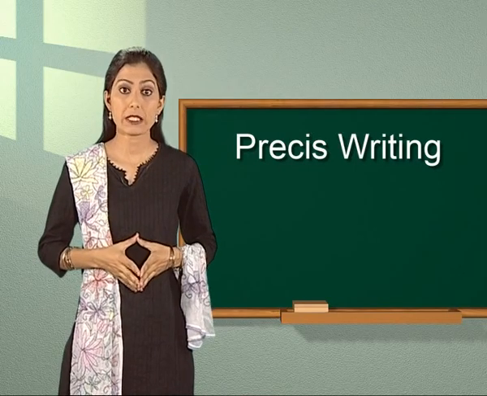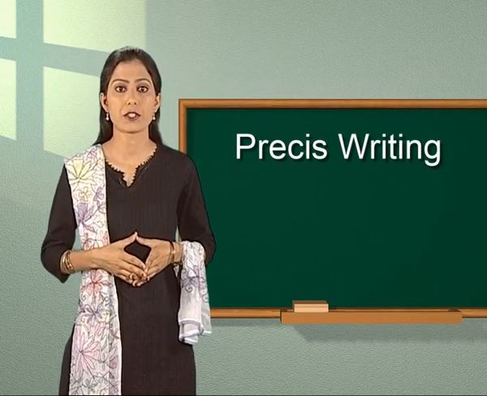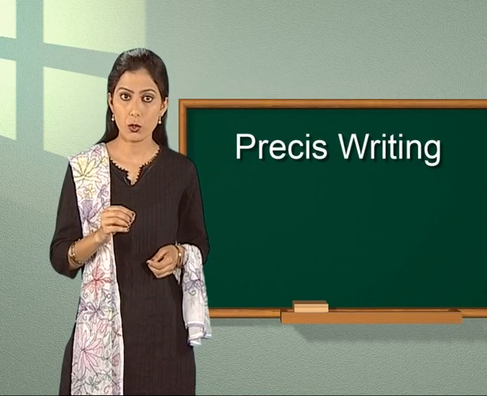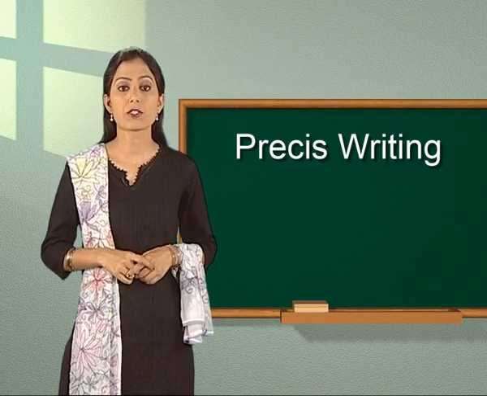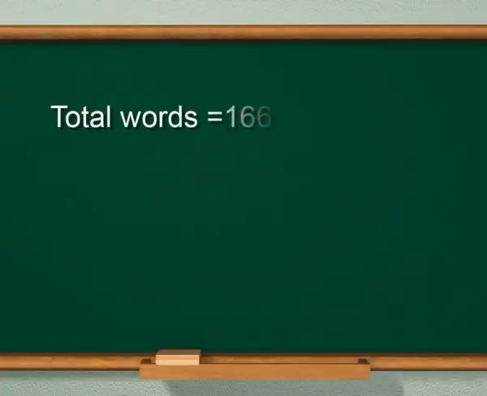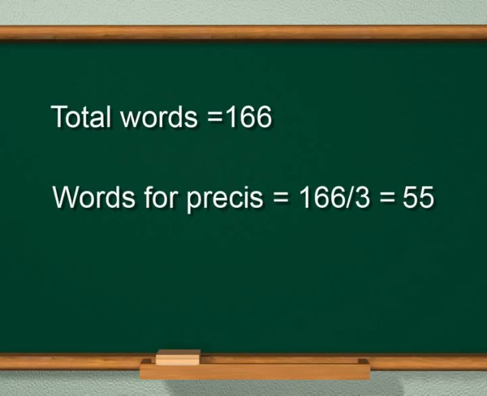You have been told earlier that a précis is shorter than the original, usually about a third as long. So, count the total words of the original paragraph. Total words equal to 166, then words for précis would be equal to 166 divided by 3, that is 55.